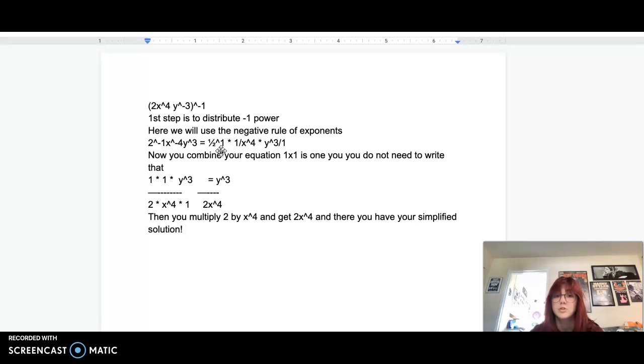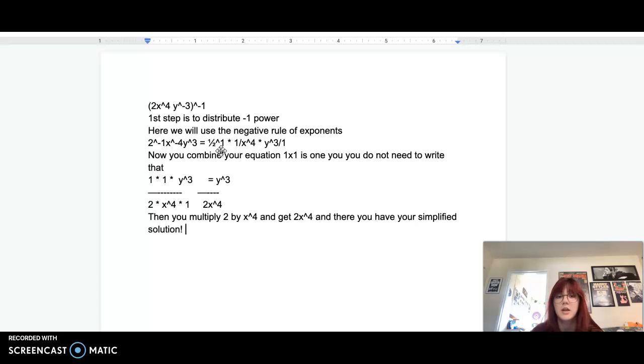Now, what you will do is you will combine your equation. So right here, you do the 1 times 1 times y to the third, which is going to be your numerator. And your denominator on the bottom is going to be 2 by x to the fourth by 1. And your next step is going to be to combine your like terms on the numerator and the denominator.